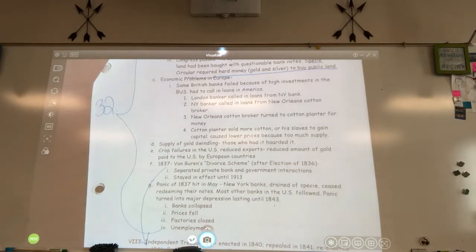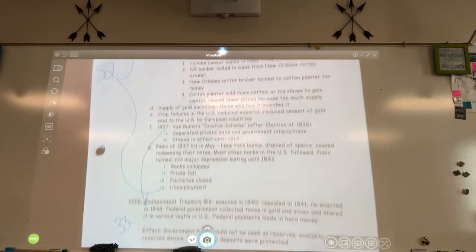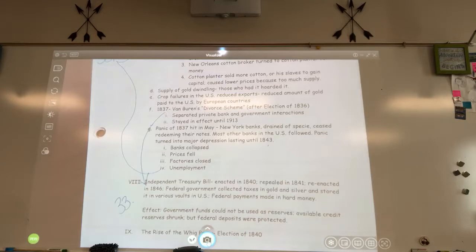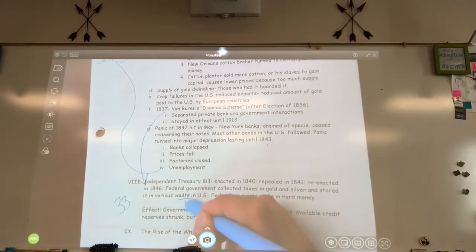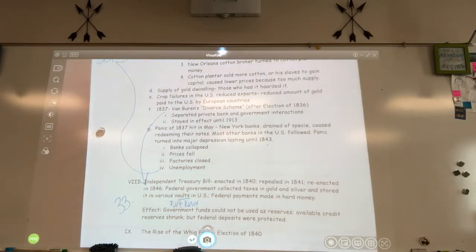He's gonna separate the private banking and the American government's banking. And what he's gonna do is collect the government money in gold and silver and put them in vaults like Fort Knox. Have you heard of Fort Knox? Yes. Fort Knox was one of the biggest depositories of American gold. All the gold bars, y'all know those? Just the bars, okay?